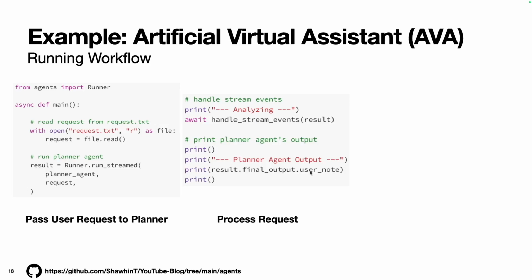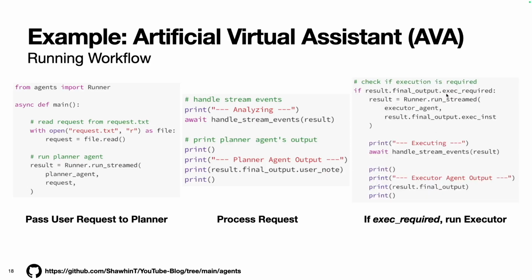This final output will have 3 attributes corresponding to that custom class we created. So we'll print the user note to the user, and then we'll see if execution is required. If execution is required, this will be true, and then we'll run the executor agent.